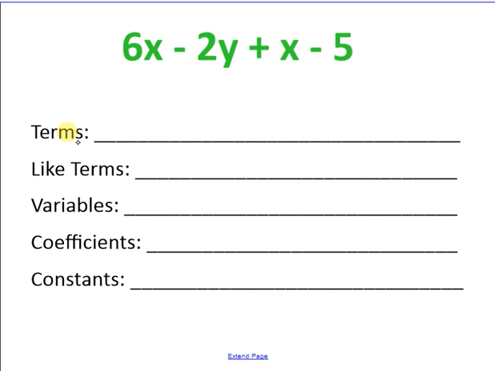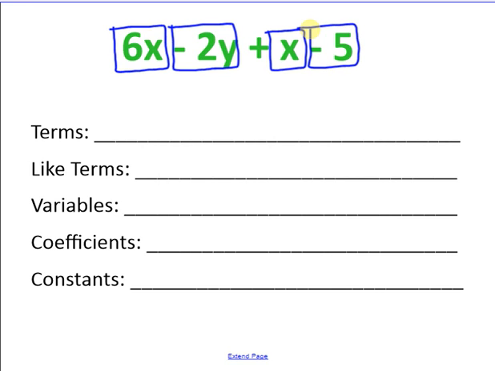Alright, before we jump into actually combining, let's take a minute to do a quick review. We need to list the terms, the like terms, the variables, the coefficients, and the constants. Remember, when we do terms, it's easy to box them off, and when they have a minus sign in front of it, we need to take the sign with it. So I'm going to go ahead and box off my terms real quick. My terms are 6x, negative 2y, x, and negative 5.